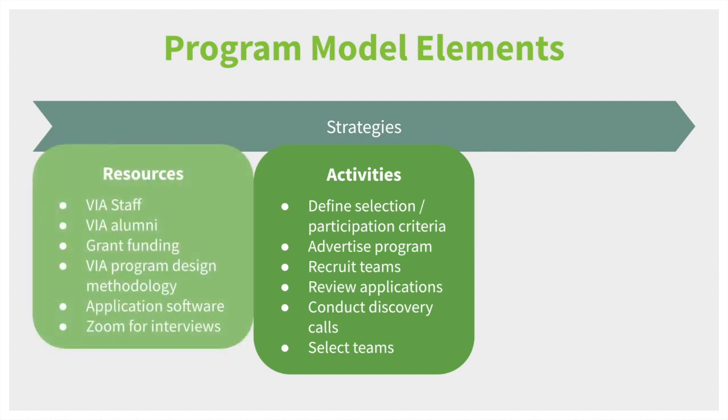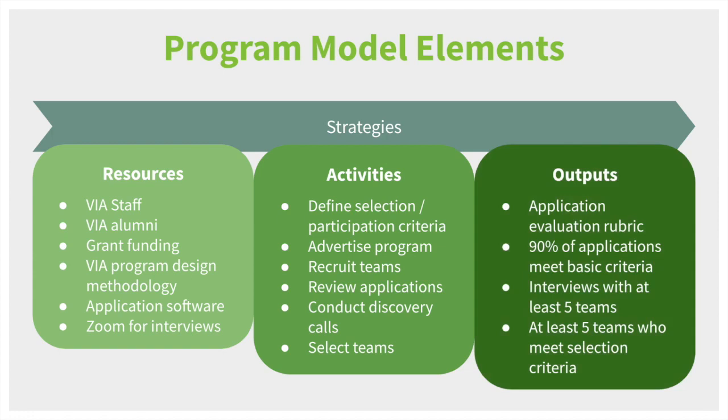What would it take to do this? We of course need VIA staff, maybe VIA alumni who might be applicants or who can share the application announcement. We need grant funding to support the cost of these activities. And we have VIA's program methodology, which helps us define our selection criteria. The measurable outputs would include an application evaluation rubric that helps us decide which applicants to move forward in the selection process. We could set a target that 90% of the applications meet our basic criteria, and we could aim to have at least 5 interviews and 5 finalist teams selected.